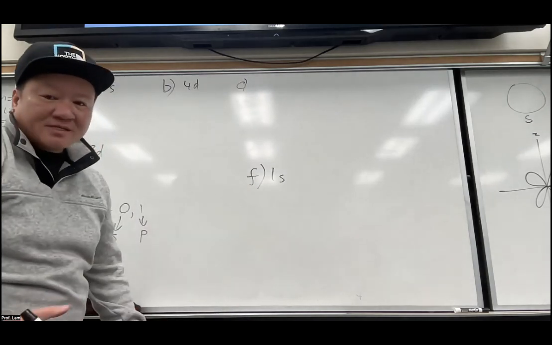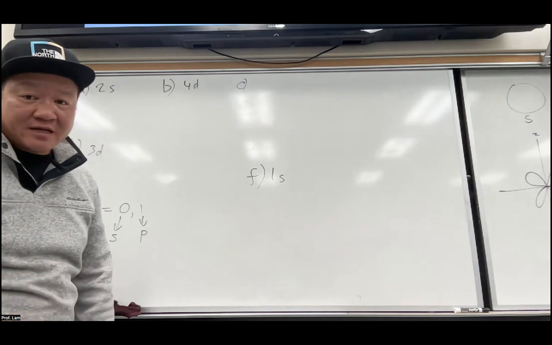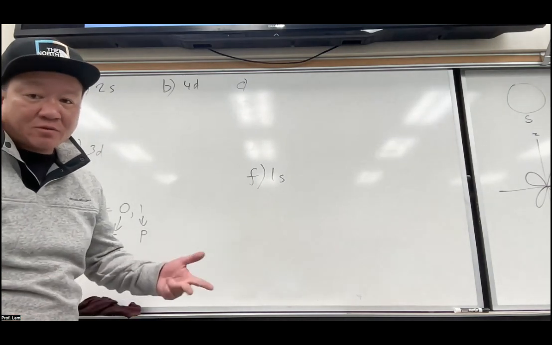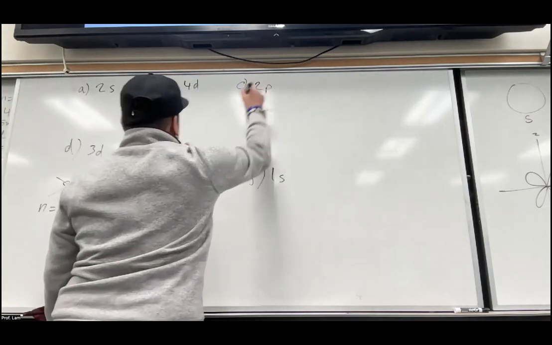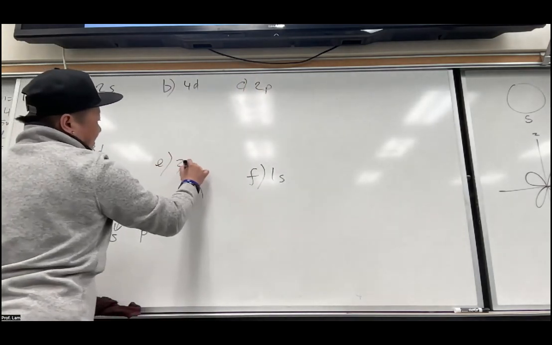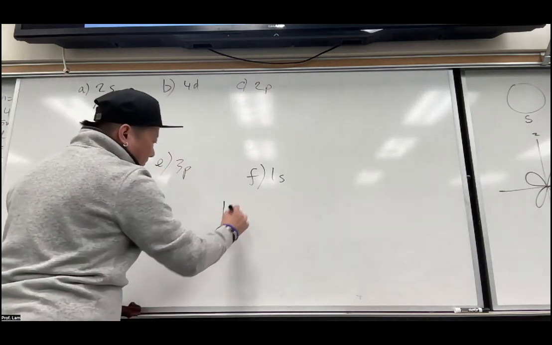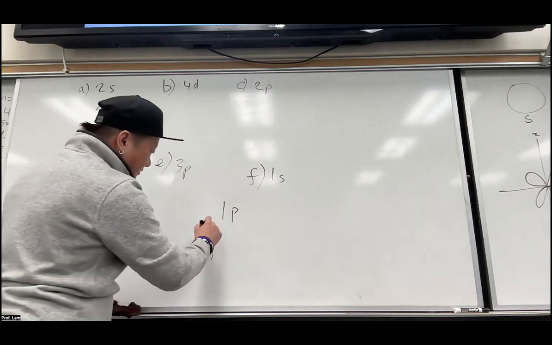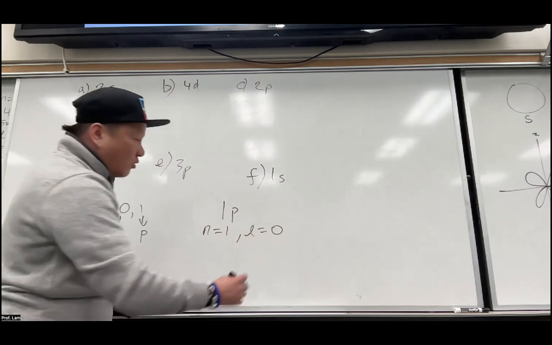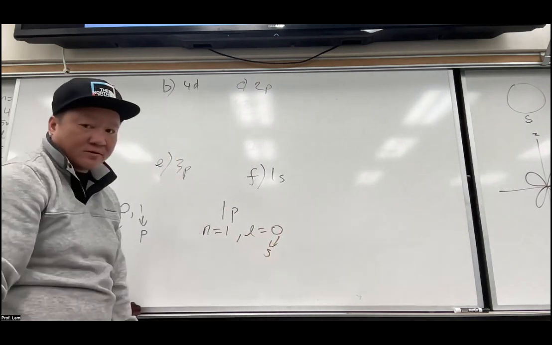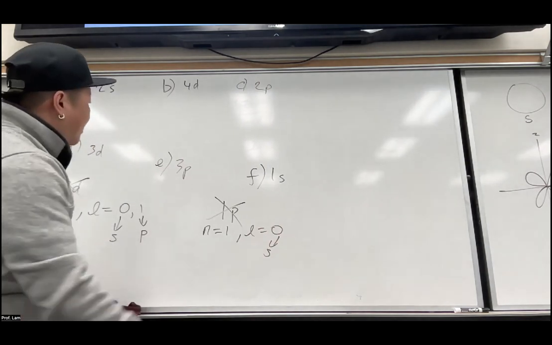Okay, let's go to C. C is obviously a peanut, and it's a smaller peanut. Inside the box, you have, again, three options: 1p, 2p, and 3p. C is going to be 2p, and E is going to be 3p. So you're like, wait a minute, how do you know that it's not 1p? Well, again, let's look at the rules. When n is equal to 1, l can only be 0, which means you can only have s orbitals. There's no such thing as a 1p. So there you have it.